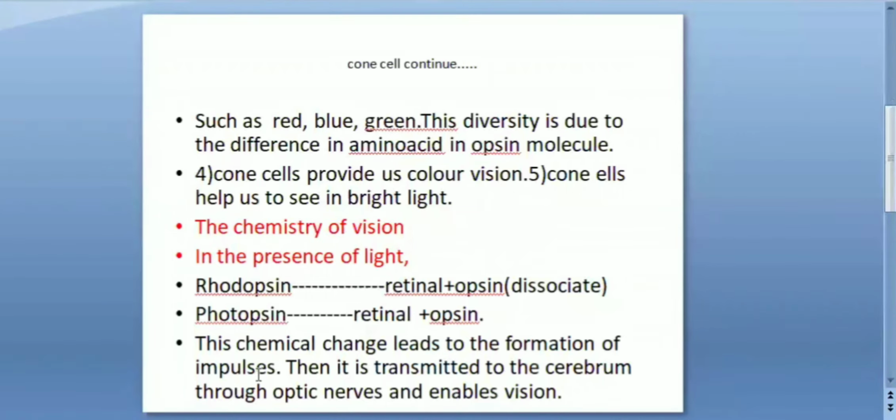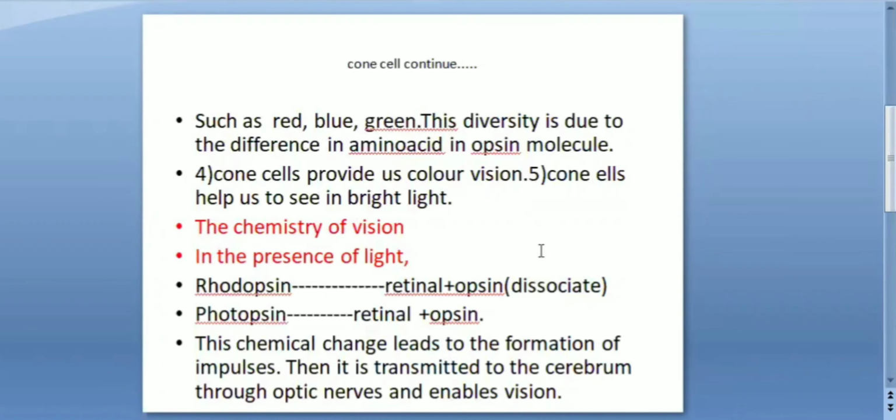See, in the presence of light, rhodopsin, actually that is in dim light, dissociates into retinal and opsin. In the presence of bright light, photopsin is dissociated into retinal and opsin. So this chemical change leads to the formation of impulses. Then it is transmitted to the cerebrum through optic nerves and enables vision.